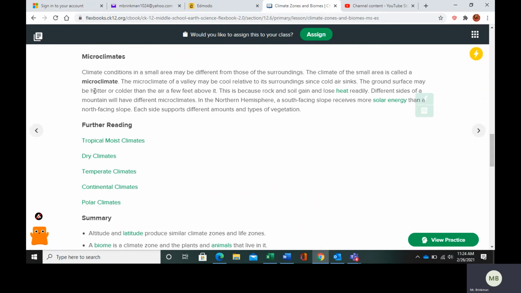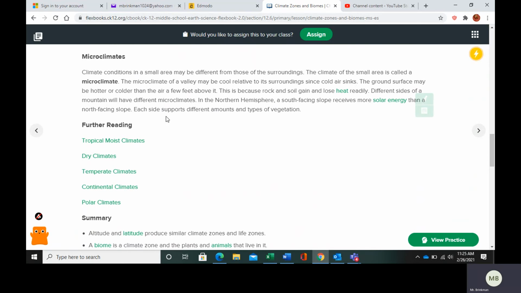Ground surface may be hotter or colder than the air a few feet above it because rocks and soil gain and lose heat very easily. And then we have different sides of a mountain that have different microclimates.